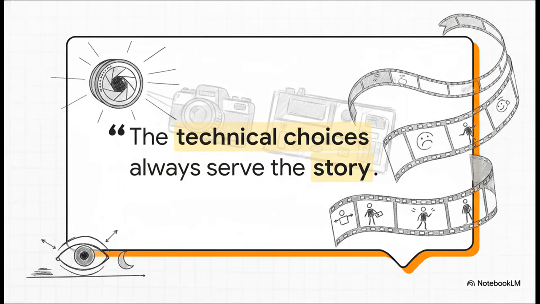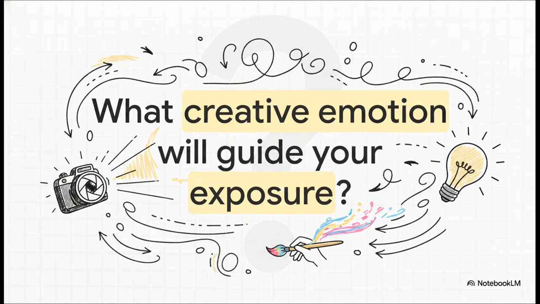And this brings us to a really profound professional insight derived straight from our source material. Cinematographers rarely think about these dials and numbers in isolation. Instead, they look at a scene and ask, what should this feel like? The technical choices always serve the story. You're manipulating the light, the motion, and the focus to support the emotion of the moment, not the other way around. Armed with this knowledge, you're no longer at the mercy of your camera's automated guesswork.